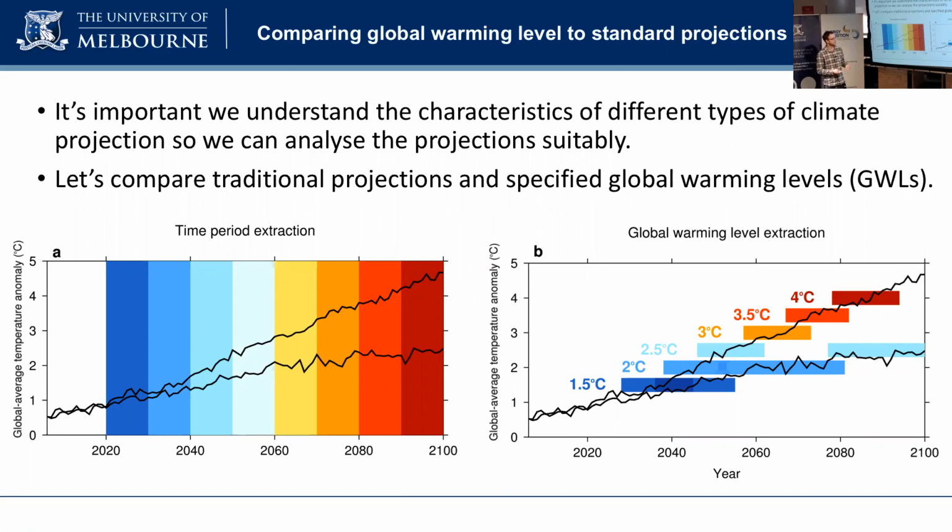So I'm going to talk about comparing these two types of projections. So comparing time periods from the different CMIP5 projections, say comparing the 2040s with the 2060s or the 2080s, and comparing projections as a function of global temperature, so 1.5 or 2 or 2.5 degrees of global warming.